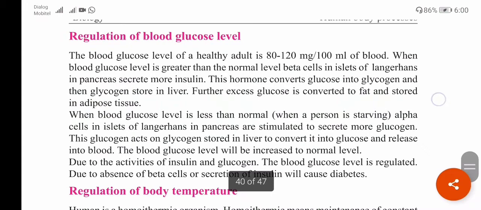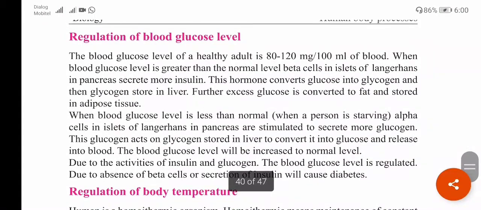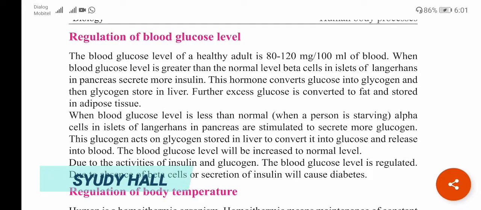Normally, when the blood glucose level is greater than the normal level, the beta cells in the islets of Langerhans in the pancreas will secrete more insulin. The function of this hormone is to convert the excess glucose into glycogen. The glycogen will be stored in the liver, and the excess glucose is also converted to fat and stored in adipose tissue. Adipose tissues can be found between the muscles, within the bones, and in the breast.